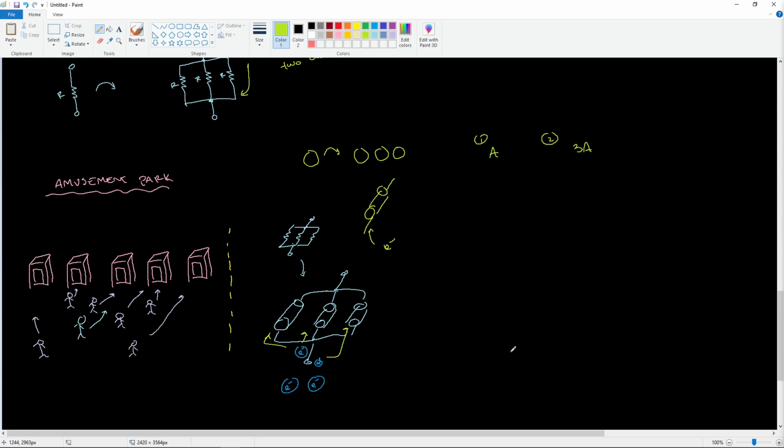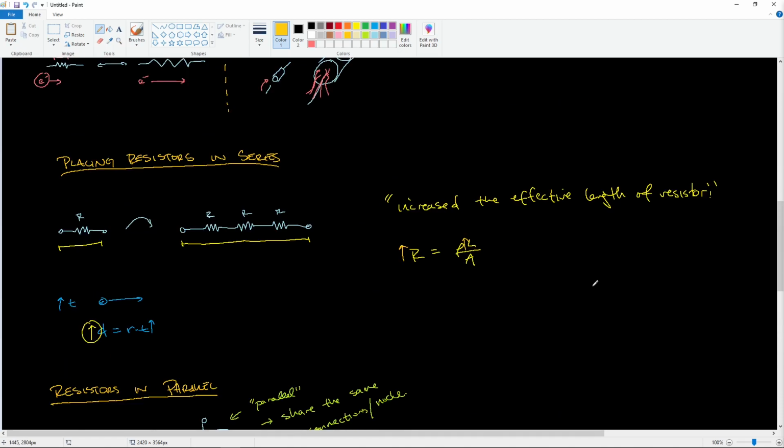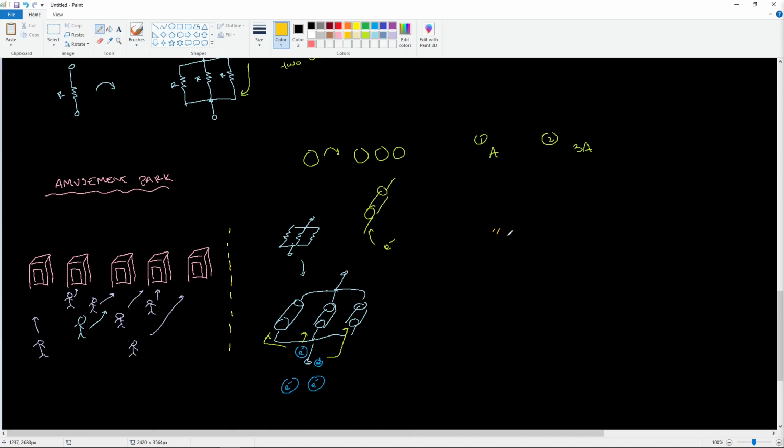So when you're connecting resistances in parallel, how did I word it in the first one? Increased effective length. So now for this parallel, you have increased effective area of the resistors.